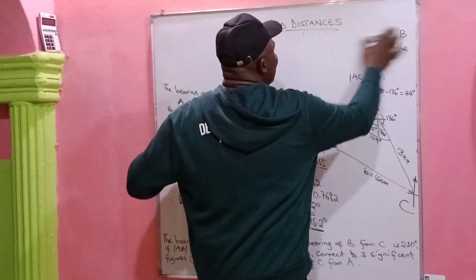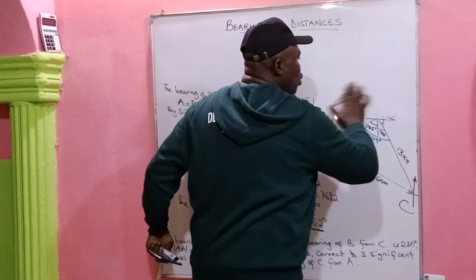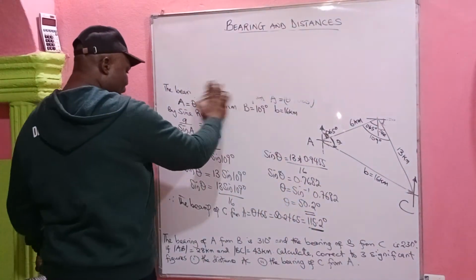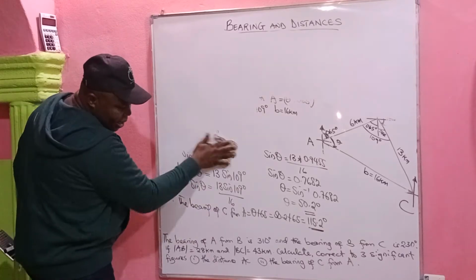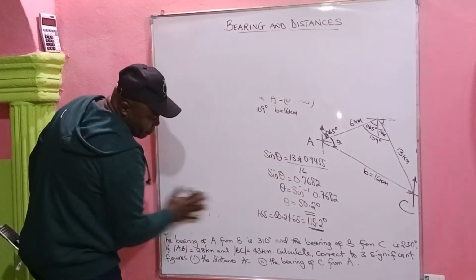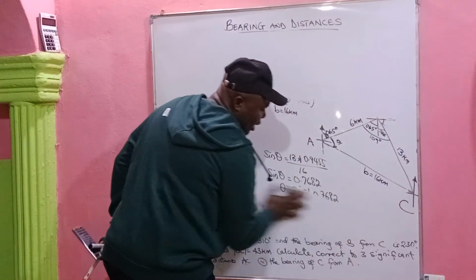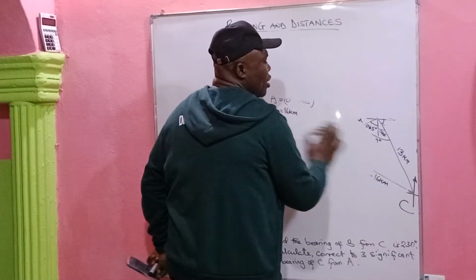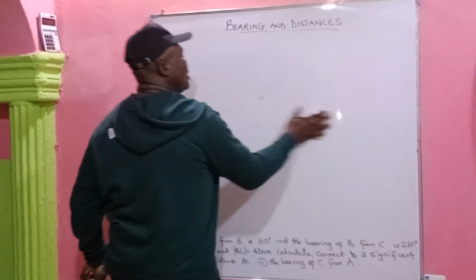Now in our number 2 problem, we were told that the bearing of A from B is 310 degrees, and the bearing of B from C is another degree. So we should find whatever comes after that. So let's see how we can do that.